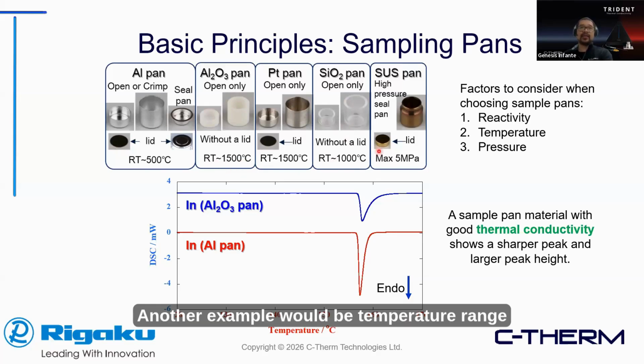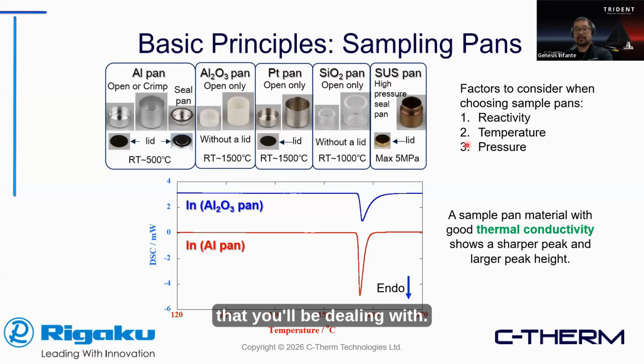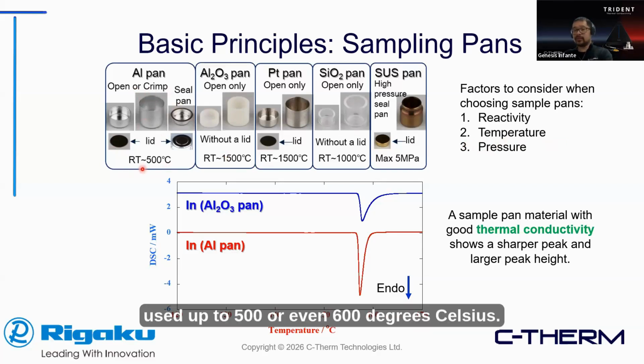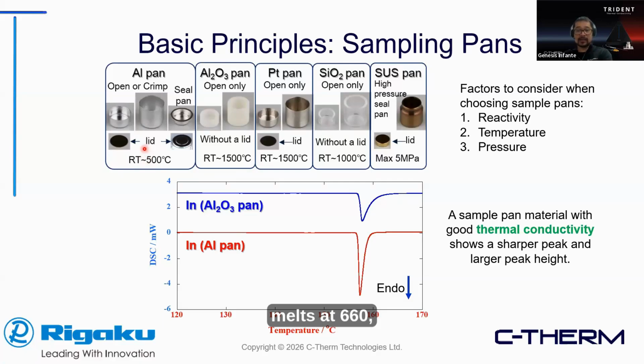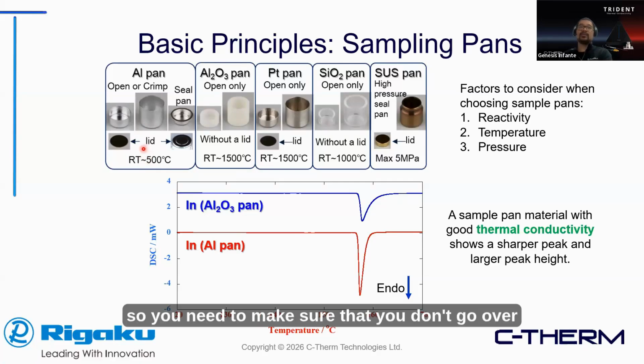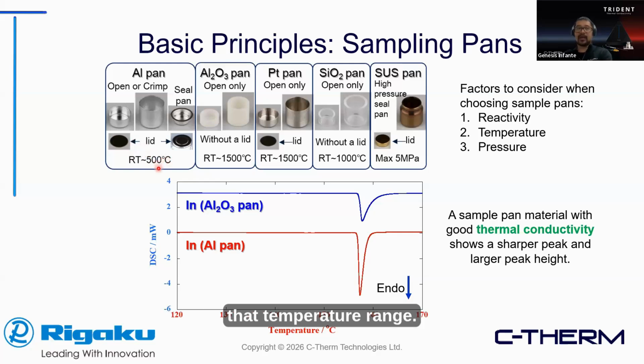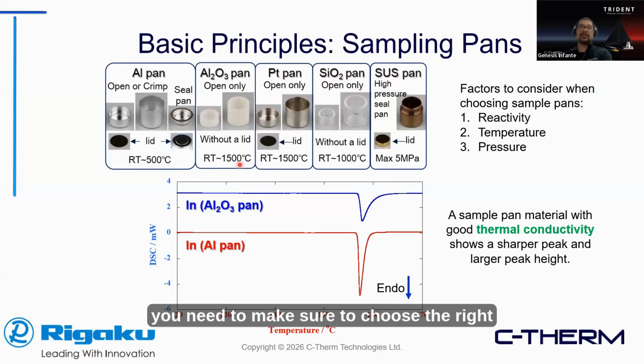Another example would be the temperature range that you'll be dealing with. Alumina or aluminum tends to be used up to 500 or even 600 degrees Celsius. The aluminum pan, or aluminum in general, melts at 660, so you need to make sure that you don't go over that temperature range. And if you do, you need to make sure to choose the right aluminum when it comes to that temperature range.